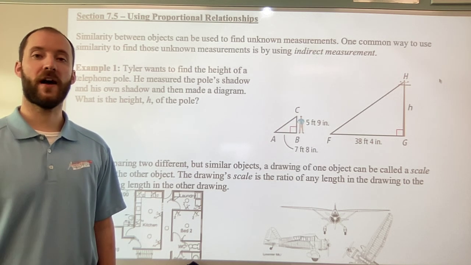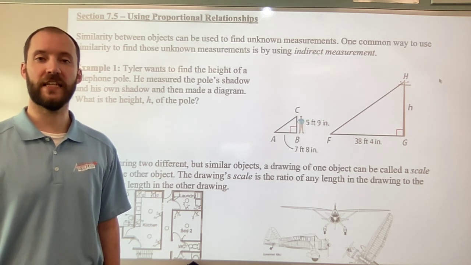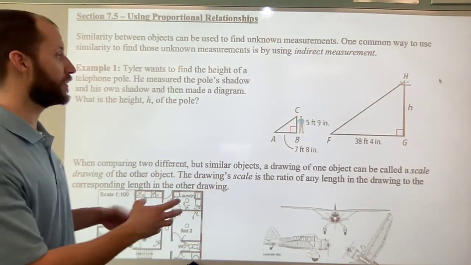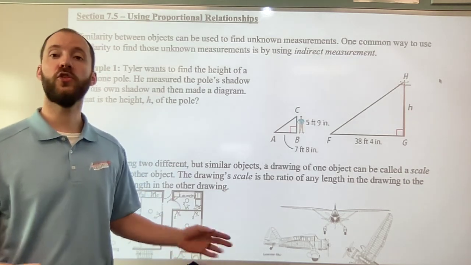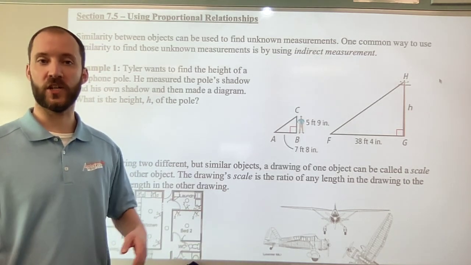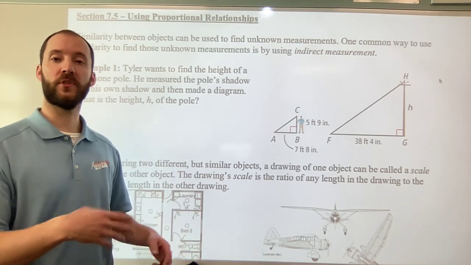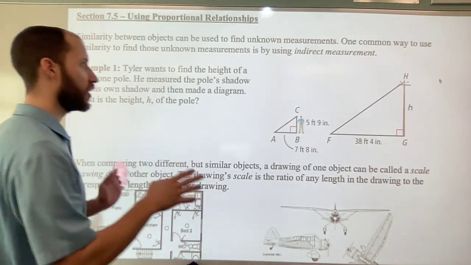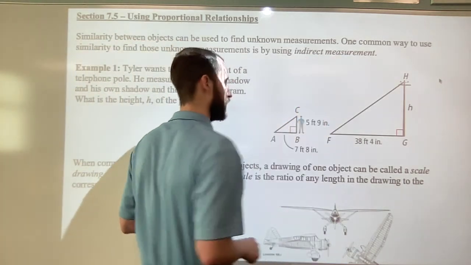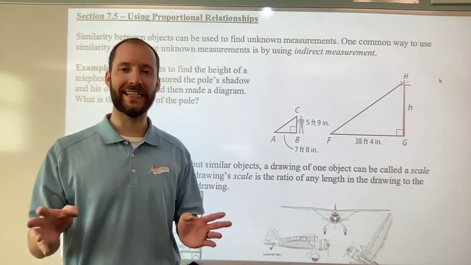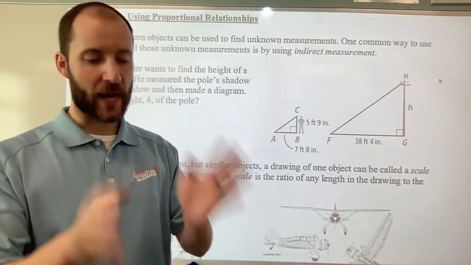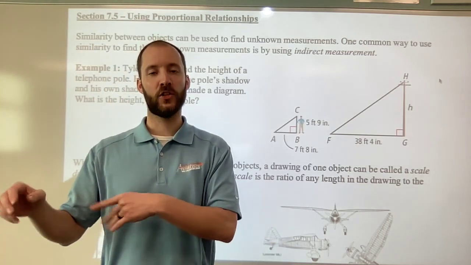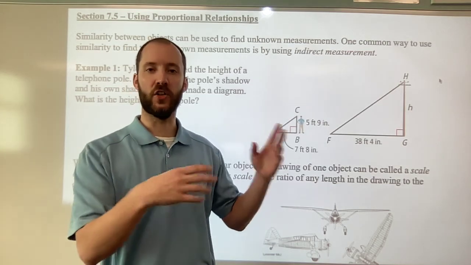Section 7.5, using proportional relationships. So, knowing that we have similar objects, we use the proportion, the ratio between them, to problem solve and find unknown amounts. That is called indirect measurement. We're not going to directly measure something. We're going to use other measurements to find out an unknown.